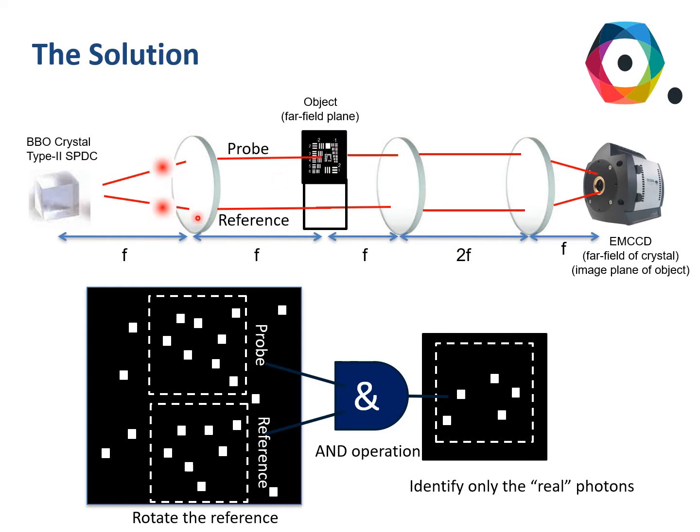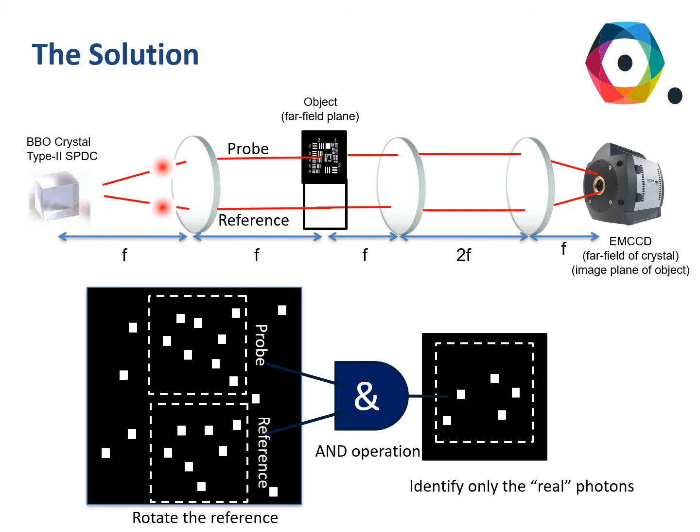This plane is re-imaged onto the EMCCD camera, and on the camera we detect two regions, the probe beam and the reference beam, two separate regions. We take these two regions, flip one around, and then perform an AND operation, which serves to preferentially select the events that correspond to real photon pairs and to preferentially reject the events that are uncorrelated, so those which correspond to noise, external noise or detector noise.